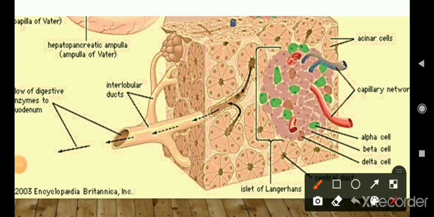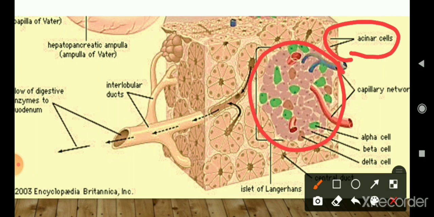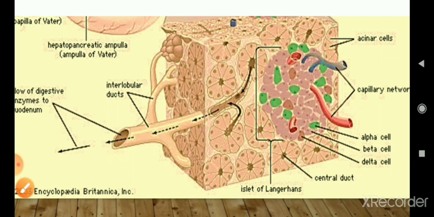These acinar cells combine to form the exocrine part of pancreas. In between these acinar cells, there is a presence of cluster of cells. These cells are called islets of Langerhans, and islets of Langerhans combine to form endocrine part of pancreas.